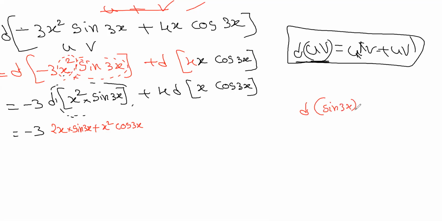What is differentiation of sine 3x? Cos 3x. As I told before, if it is just x, then it is a function. If it is 3x or x by 2 or x plus something, it is a different function, right? So it becomes cos 3x, then the differentiation of 3x, into 3. That becomes 3 cos 3x. Then this is one thing.